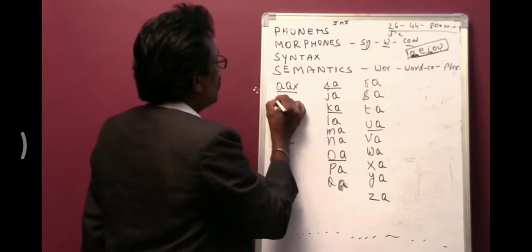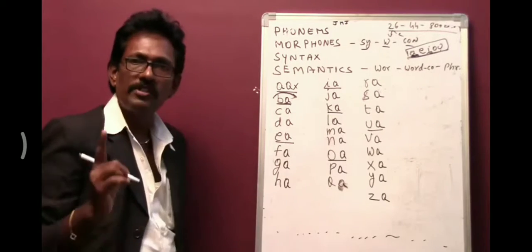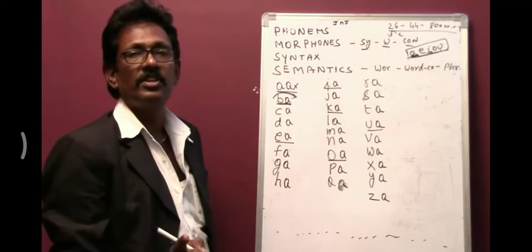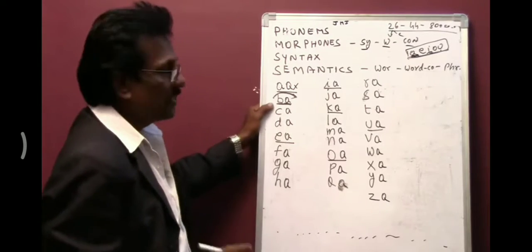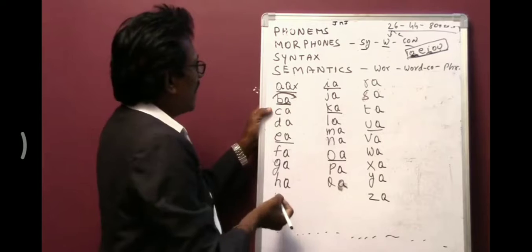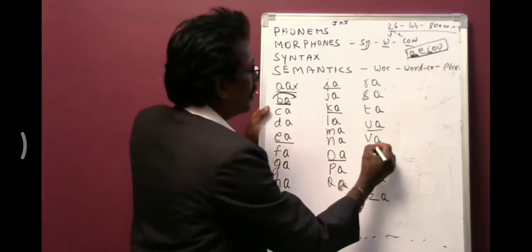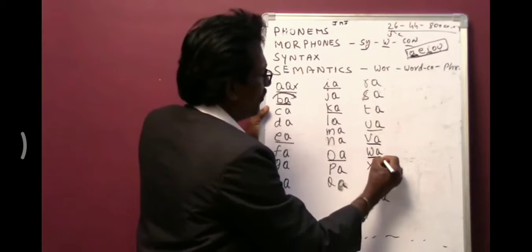Now what is a syllable in the literal way? A stretch of pronunciation is called a syllable. Every syllable must contain a vowel sound. Ba, ca, da. Like that you have to practice. Now here va and wa.